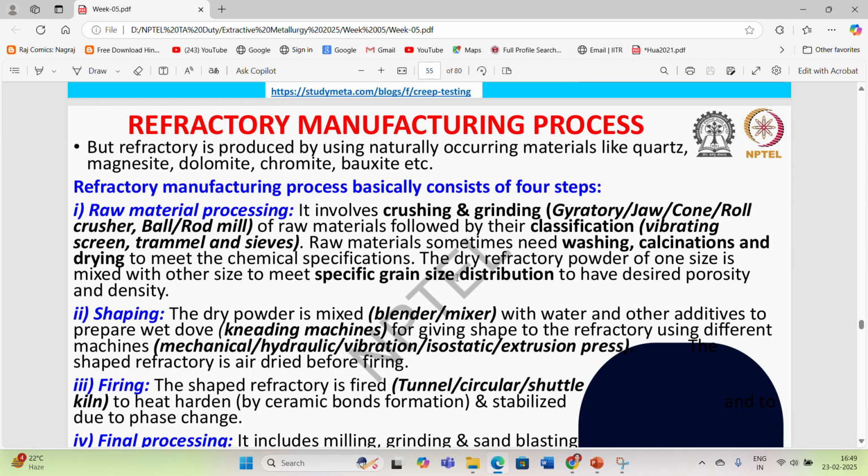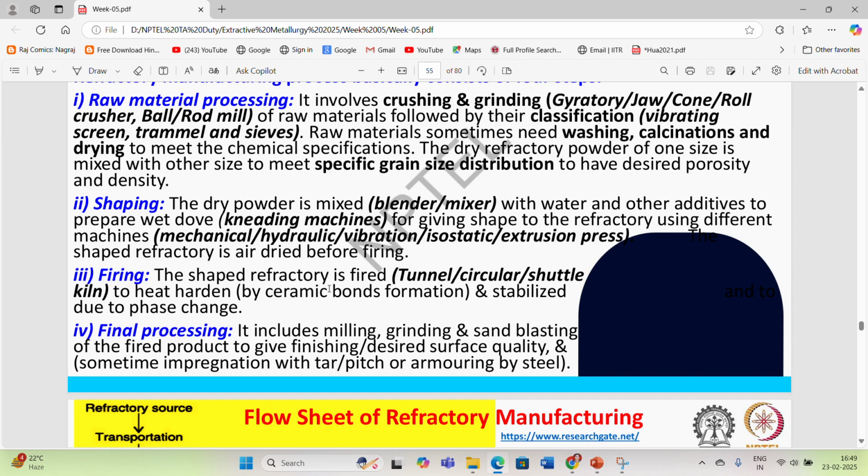classification, vibrating screen, trommel. Then raw materials sometimes need washing, calcination, and drying to meet the chemical specification. The dry refractory powder of one size is mixed with other sizes to meet a specific grain size distribution to have the desired porosity and density.